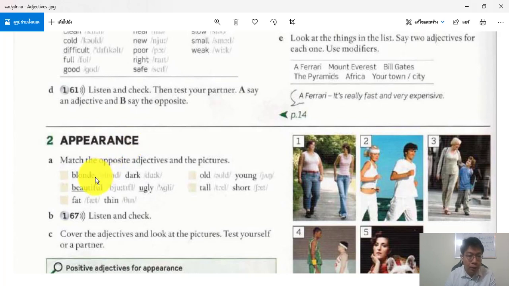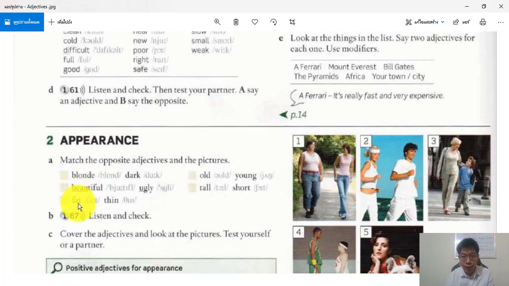So we have blonde, beautiful, fat, thin, dark, ugly, old, tall, young, short. Blonde might be a new word for you. Some students already know it, but for some it might be new. Blonde here refers to a girl, mostly women who have gold hair. Their hair color is just like gold. That is blonde.